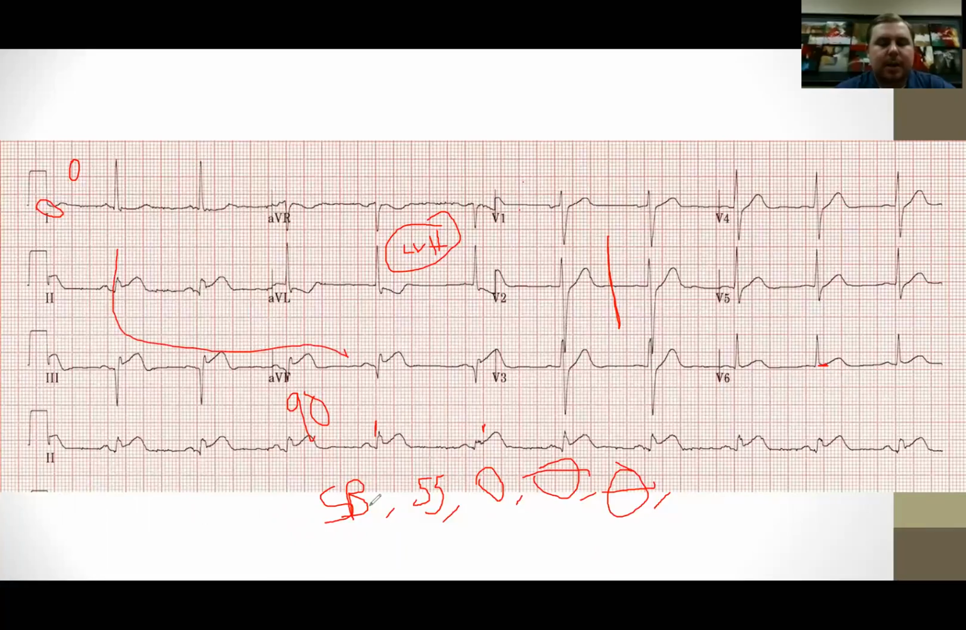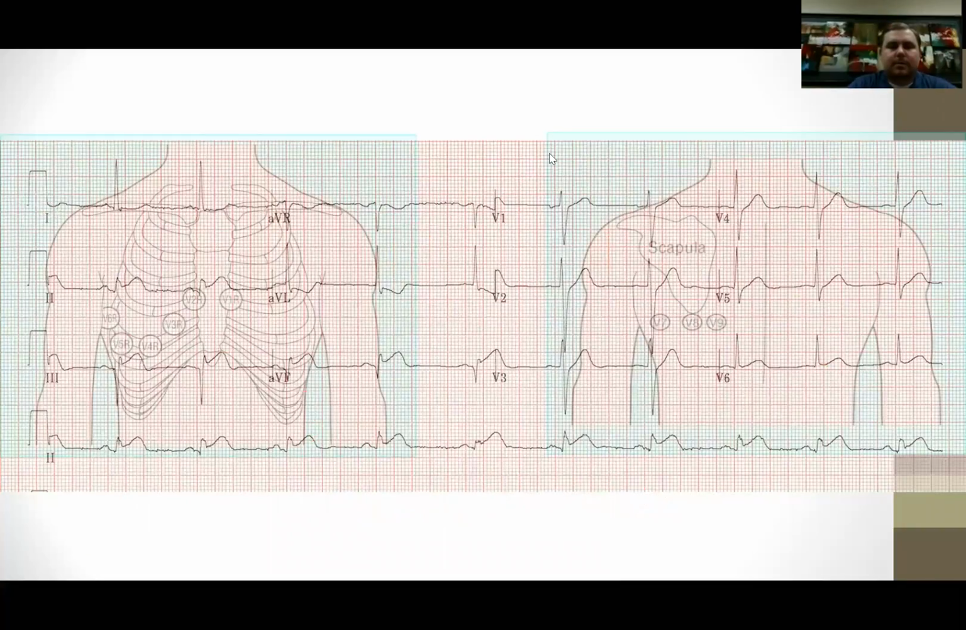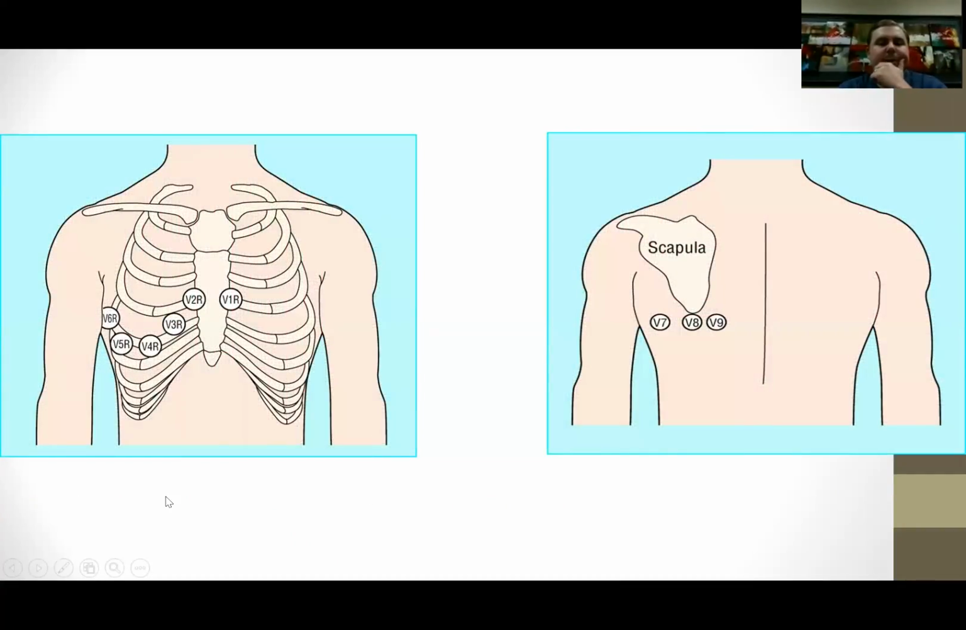So sinus bradycardia, rate of 55, axis is normal, no interval problems, no enlargement, and an inferior MI. So the first thing I'd want to do is do a right-sided 12 lead to look to see if the RCA is the culprit. So that's what I would do here.